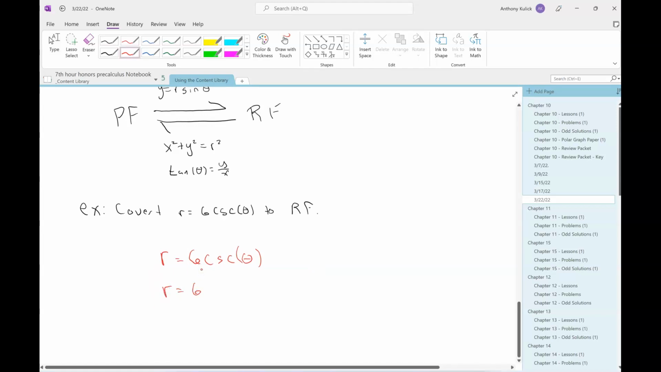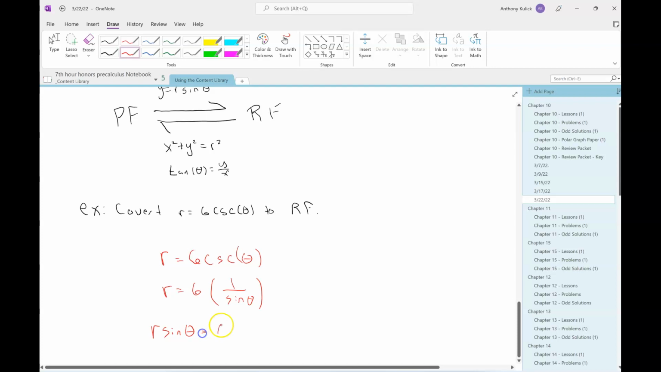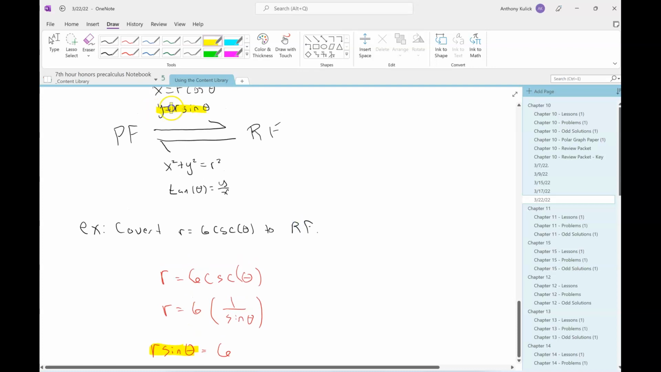Does anybody remember what cosecant is in terms of sine and cosine? 1 over sine. Yeah, those identities from first semester, do they still matter now? Yes. So far, so good. And I notice now that if I multiply both sides by sine theta, I'll get r sine theta is equal to 6. And what is r sine theta equal to? It's y.